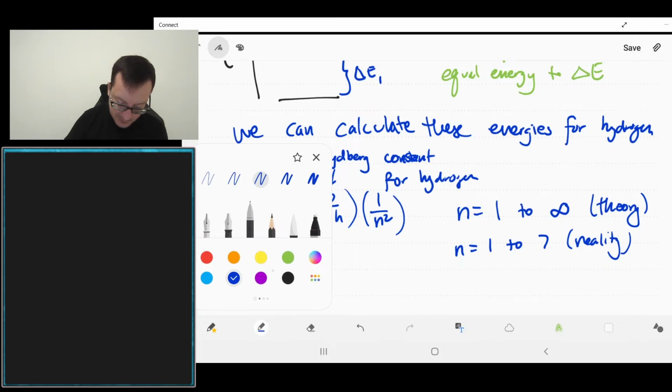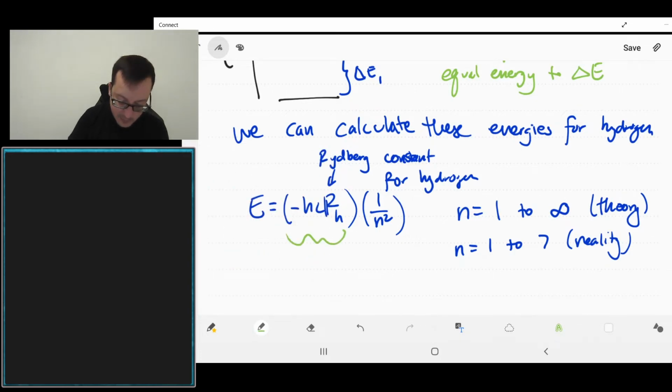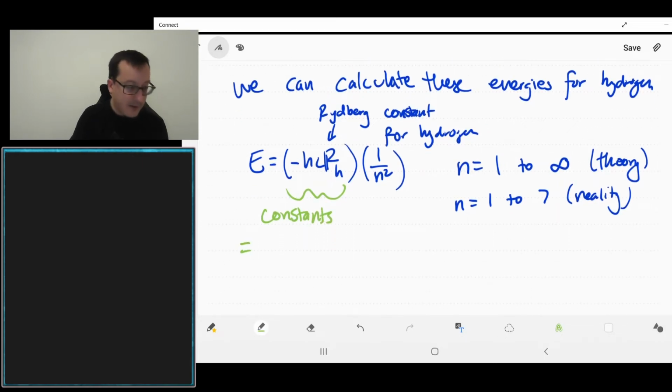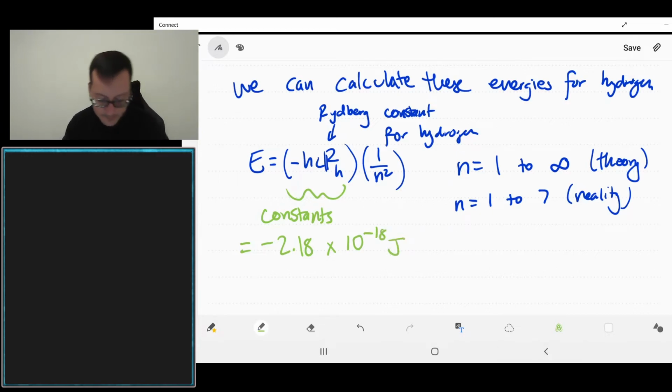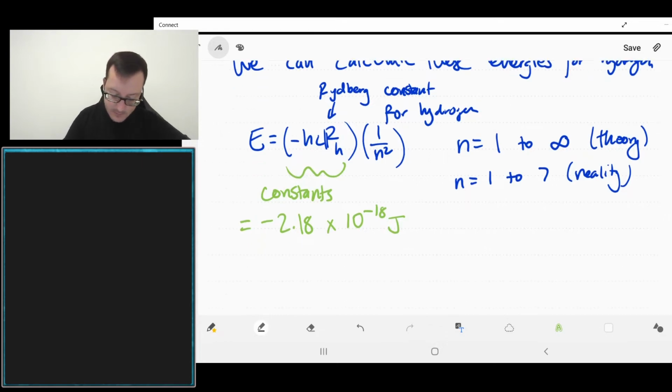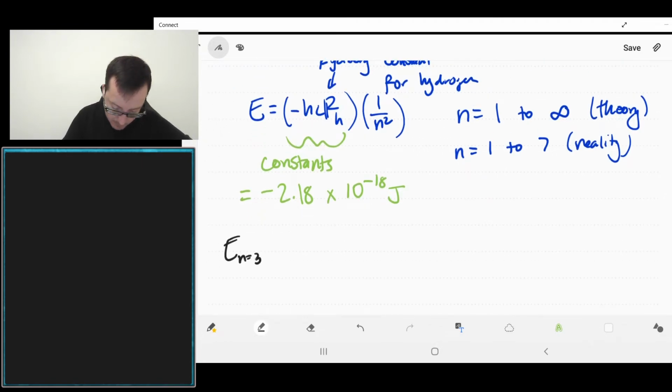And nobody likes dealing with all these constants. So we just combine them, and we'll give it the numerical value for this. So it's negative 2.18 times 10 to the negative 18th joules. So we don't ever have to worry about h, c, and R_H. Just use this number to represent all of those. And so if we want to calculate the energy of the n equals 3 level, you can figure it out.